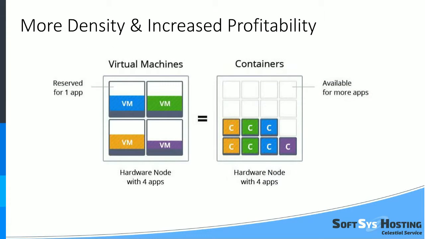So let's see how containerization helps in more density. This is a visual representation of how this eventually helps in more density and increased profitability. As you can see, we are taking an example of a hardware node with 4 apps. With a traditional virtual machine setup, you will have 4 virtual machines set up with a set amount of resources. The colored section of the VM blocks indicates actual usage of resources, and the white section indicates unused resources, which cannot be reused for other apps.